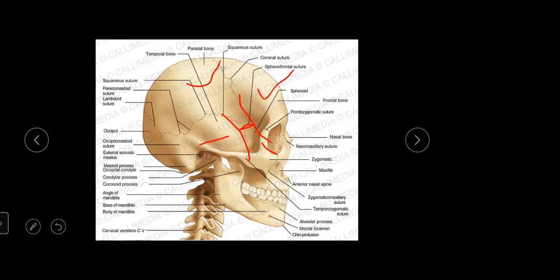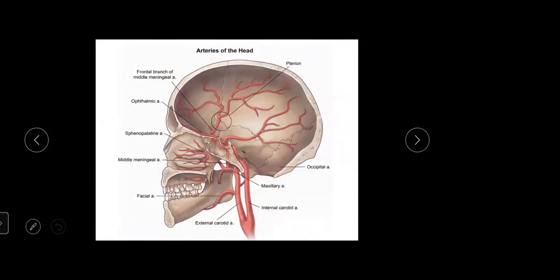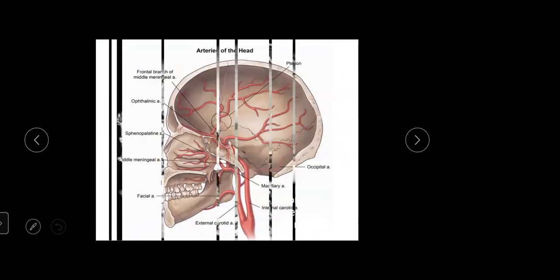It is of clinical significance because it is the weakest area in the human skull, so it is easily fractured. Another clinical significance is that the anterior part of the middle meningeal artery passes behind this area, as demonstrated here. If this area is fractured, it may lead to epidural hematoma.